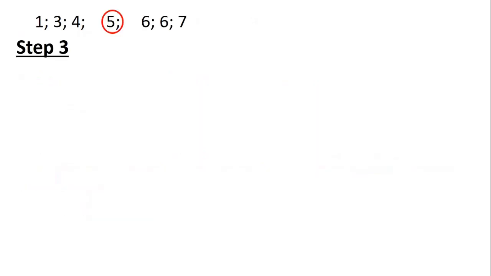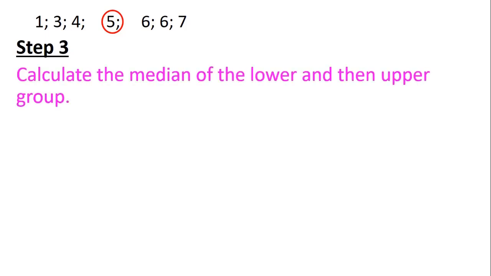Step 3, and you can see at the top of the screen I've got my numbers set out. Calculate the median of the lower and then the upper group. So I have to calculate the median for 1, 3, and 4, and then the median for 6, 6, and 7. So here's my data with 5 as my median in the middle, and now I look at the lower median. Can you see it's 3? If I look at my upper group, can you see that the median of the upper group is 6?